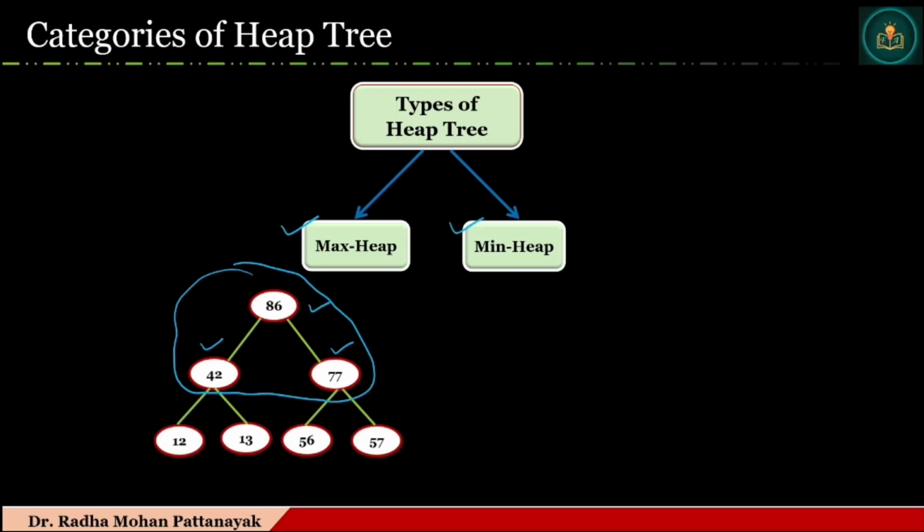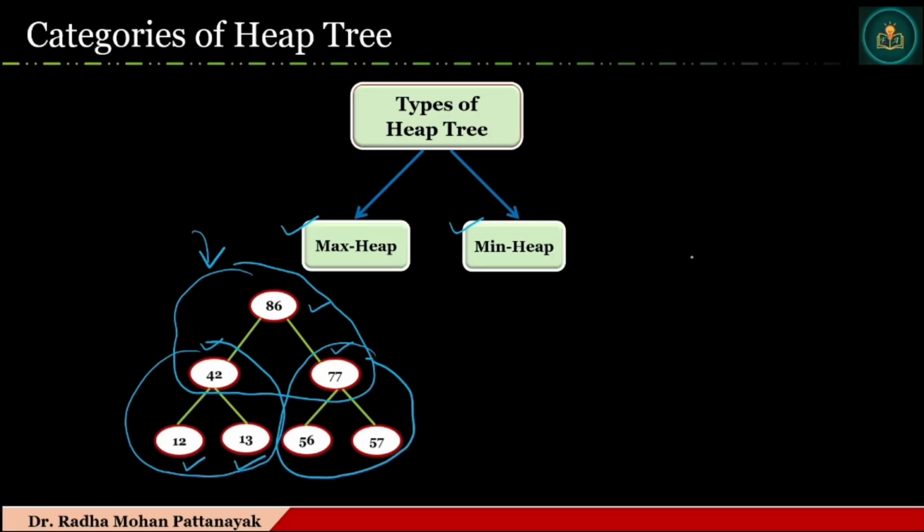descendant nodes, right? Now if we come to this subtree, in this subtree 42 is the parent node and its descendant nodes are 12 and 13, right? So 42 is greater than 12 and 13. Similarly, if you see this subtree, the value of 77 is greater than 56 as well as 57. Hence, you can say 77 is greater than all its descendant nodes. So, you can say that this heap tree is called a Max-Heap tree.